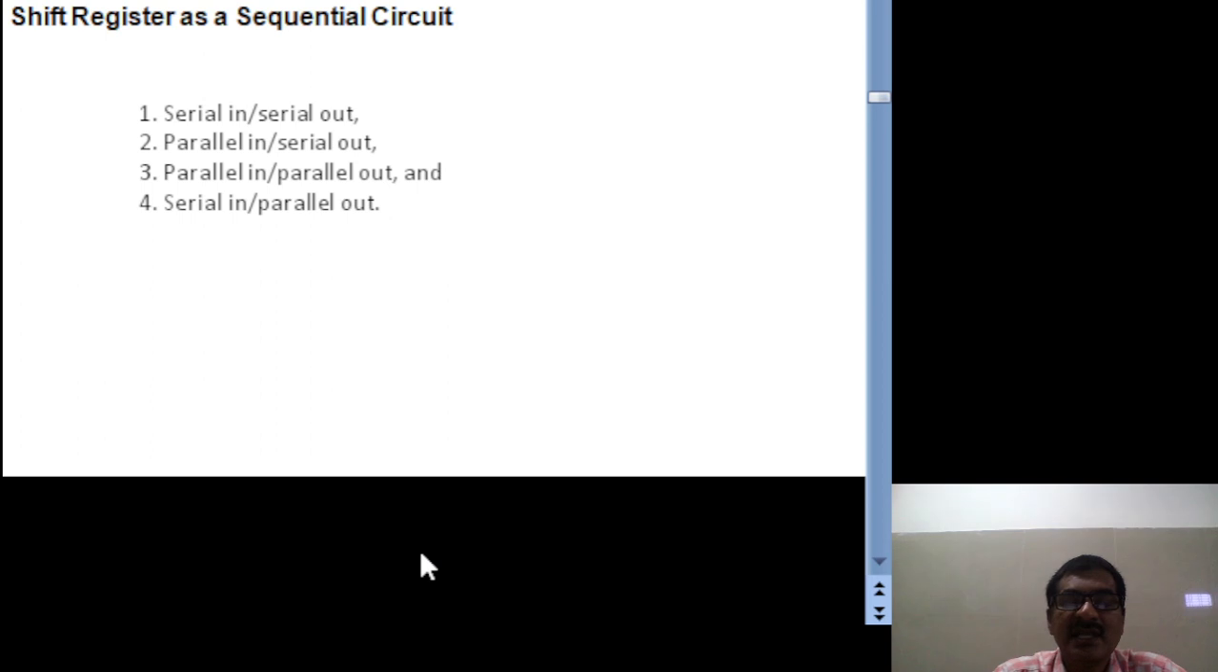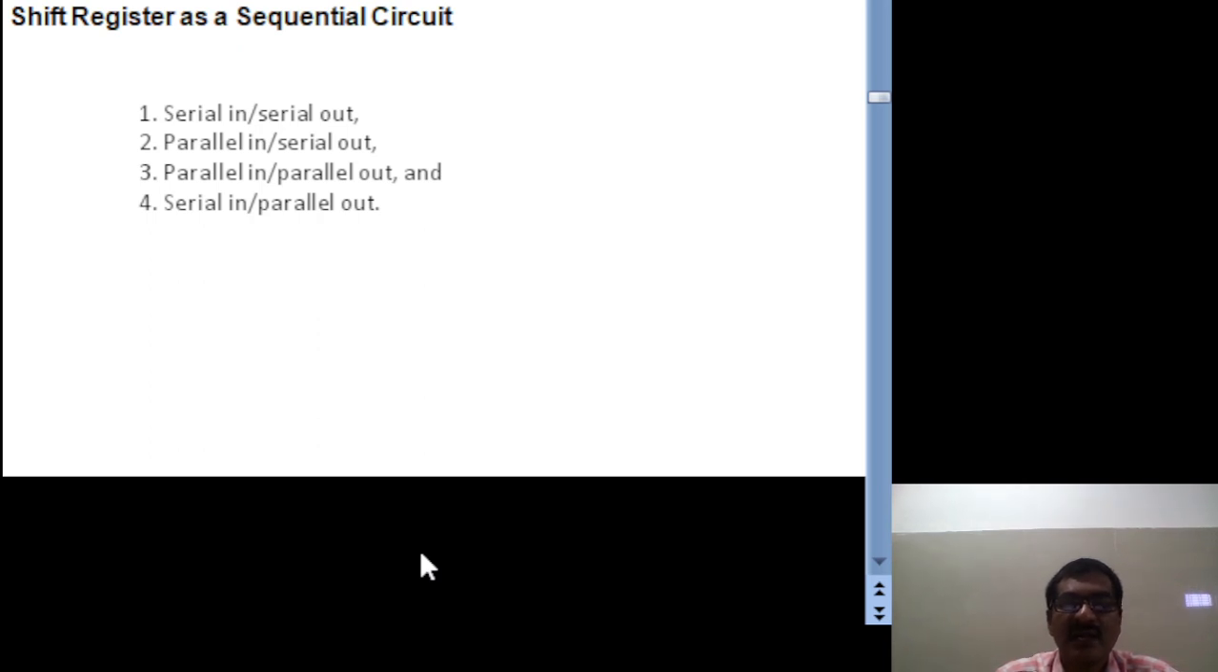Similarly, parallel in, serial out means that all the input bits can be put in the register simultaneously. That is, only one clock signal is enough to place all the bits into the register. But while extracting, you can extract only one bit for every clock pulse. That is the meaning of serial in, serial out.